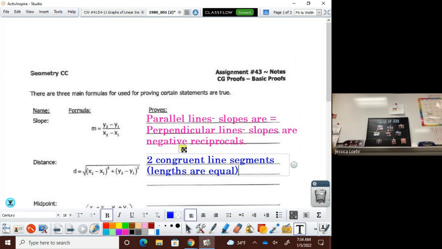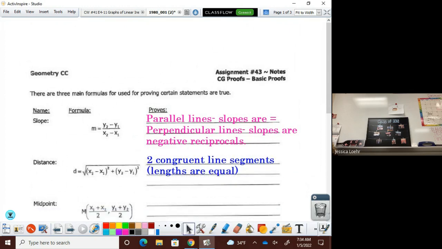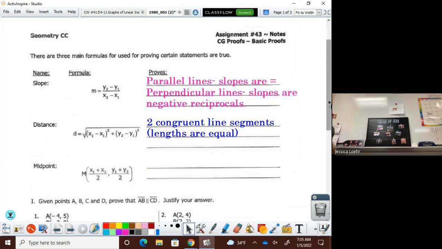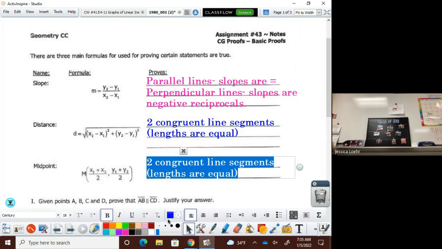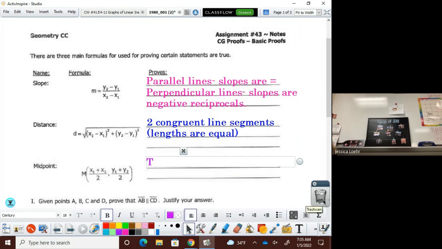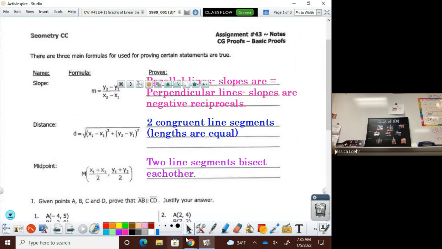The distance formula obviously tells you the distance of the line or the segment. So it tells you if 2 segments are congruent, because if they have the same distance, then they're congruent or equal. And then the midpoint formula proves that two line segments bisect each other. And remember, the word bisect means cut in half.